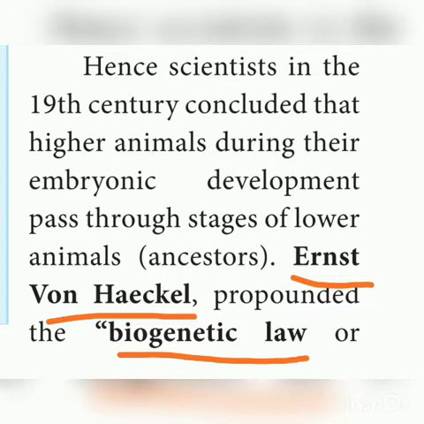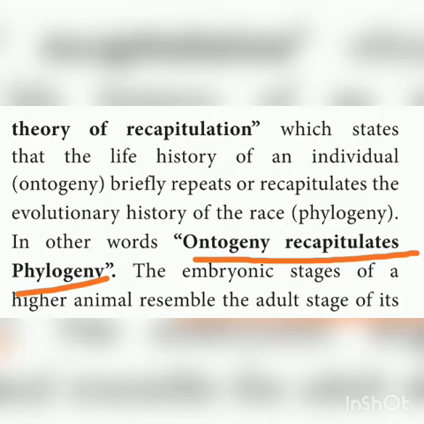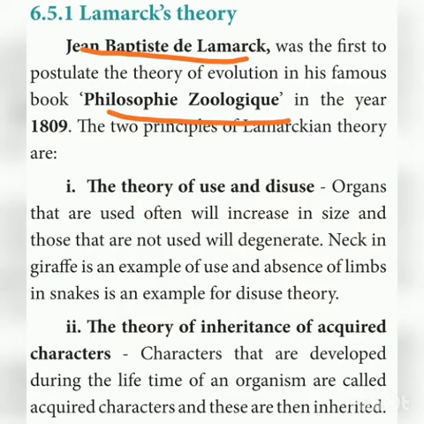And then in embryological evidence, the biogenetic law is very important. Who propounded this biogenetic law? Ernst von Haeckel. He propounded the biogenetic law, or the theory of recapitulation. This theory states that ontogeny recapitulates phylogeny. And there are various theories of biological evolution by different biologists, such as Lamarck.